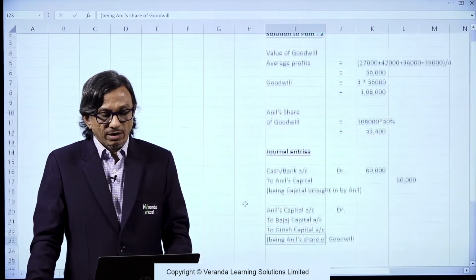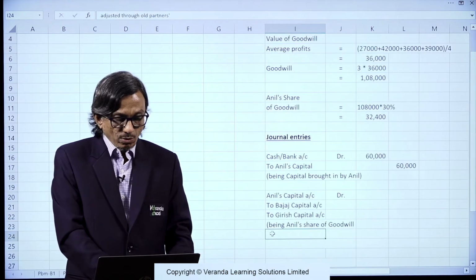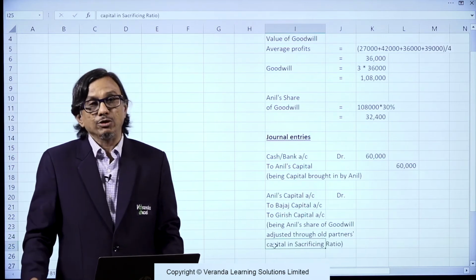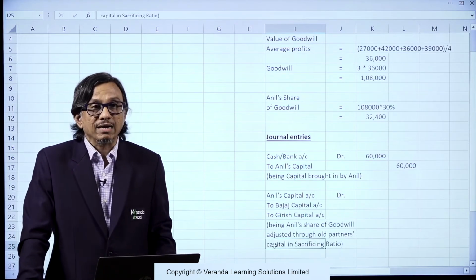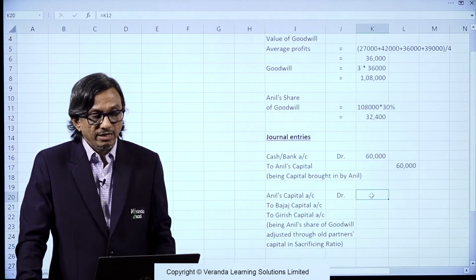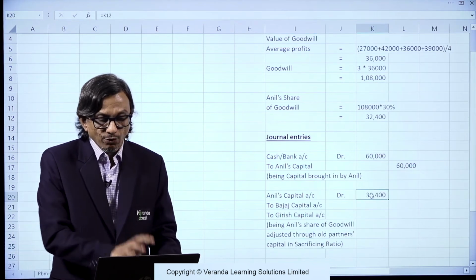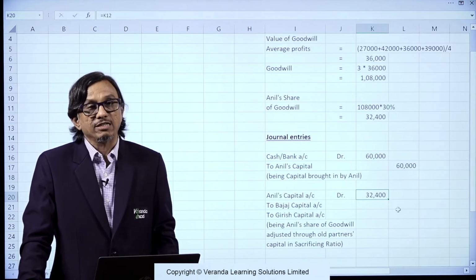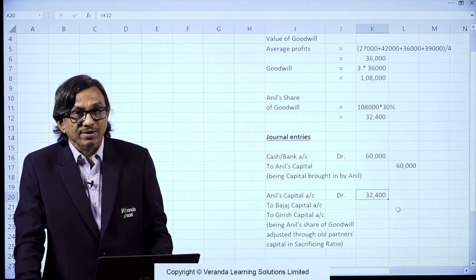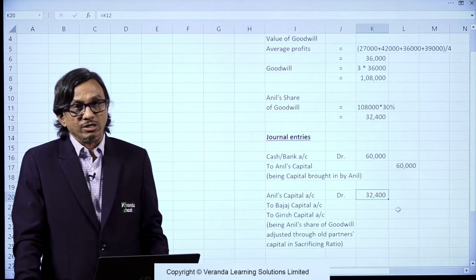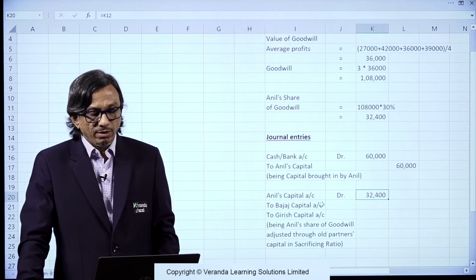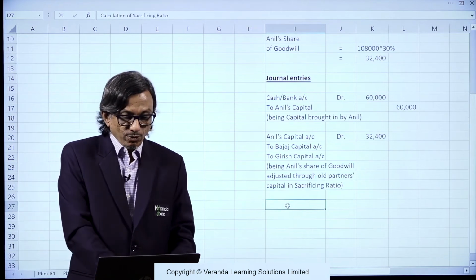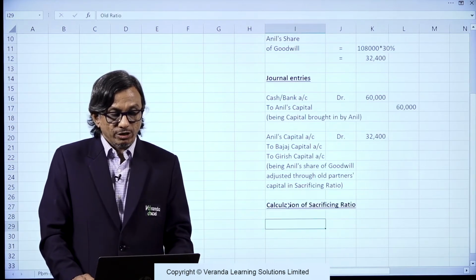Anil's share of goodwill is transferred to the old partners' accounts in their sacrificing ratio. But what is the sacrificing ratio? See, Anil's share of goodwill is 32,400. But this is to be credited to Bajaj and Girish in the ratio of sacrifice. What is the sacrificing ratio? Not given in the question. We have to find out. We know the formula to find the sacrificing ratio. What is that? Old ratio minus new ratio.